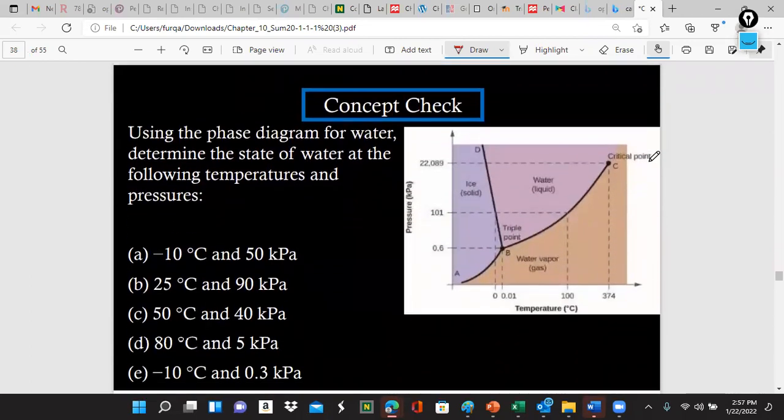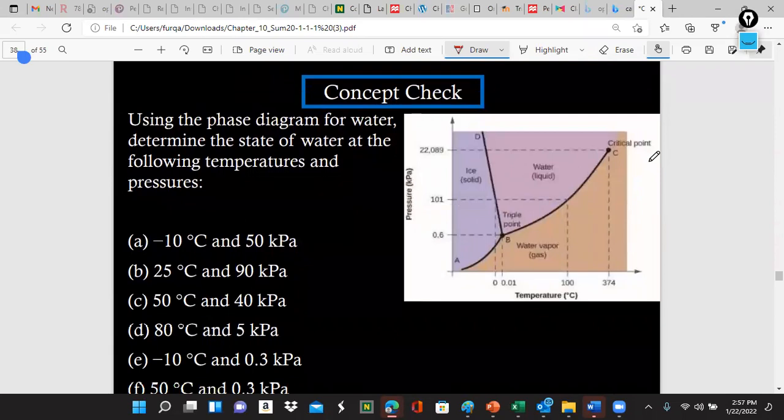Concept check is where you have to figure out at what condition, what is what. Okay, so using the phase diagram of water, determine the state of water at the following temperatures and pressures. So minus 10 degrees Celsius, which is approximately somewhere here, and then 50 kPa, which is going to be here. The water is going to be in the liquid form. At 25 degrees and 90 kPa, it's still liquid right here. This is an approximation.